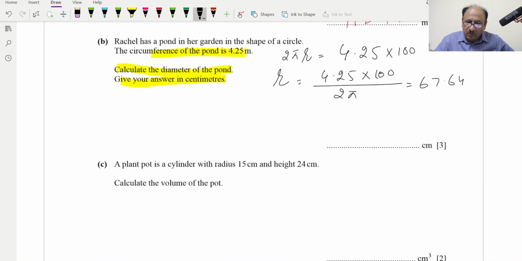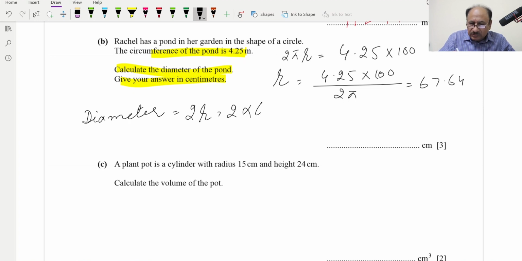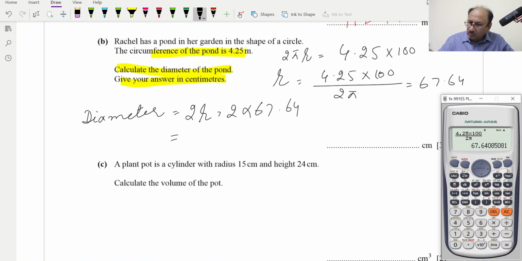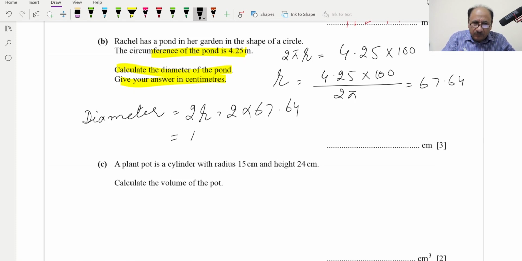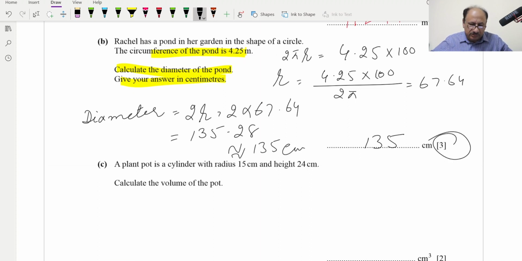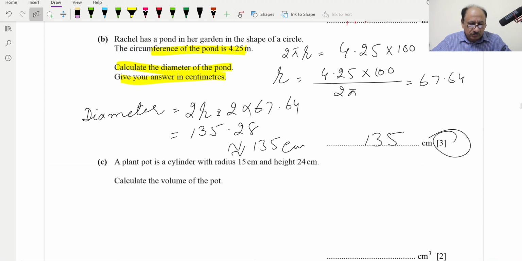67.64 is basically the radius, but we require the diameter, so diameter will be equal to 2 times radius. So this will be 2 into 67.64, multiplying this whole calculator number by 2, and this will be equal to 135.28, which is approximately equal to 135 centimeters. So we will write here 135. This is also 3 marks. A very easy question. Hopefully you understood this.